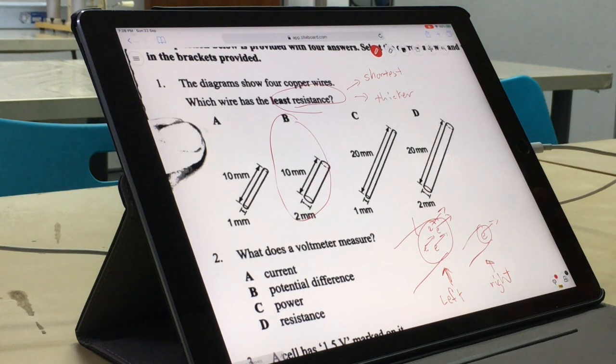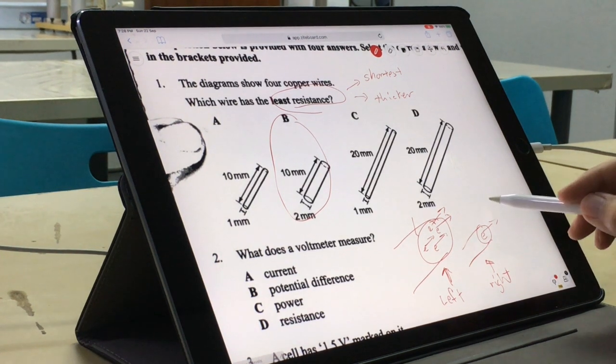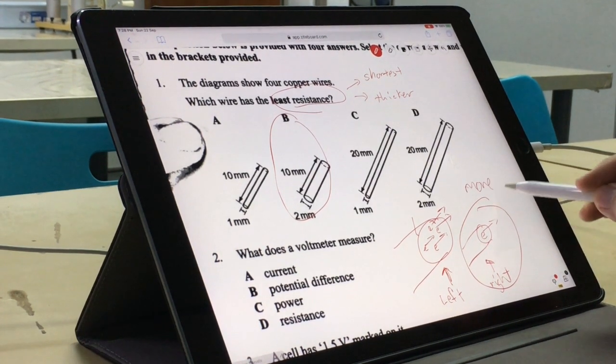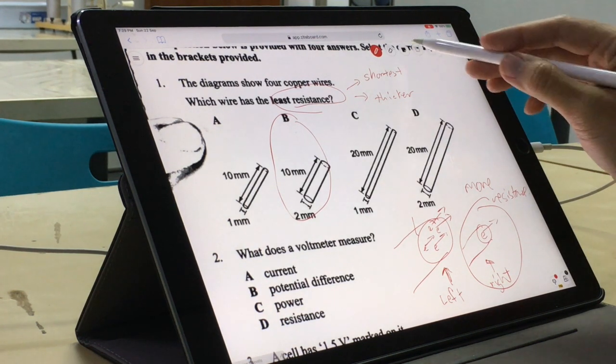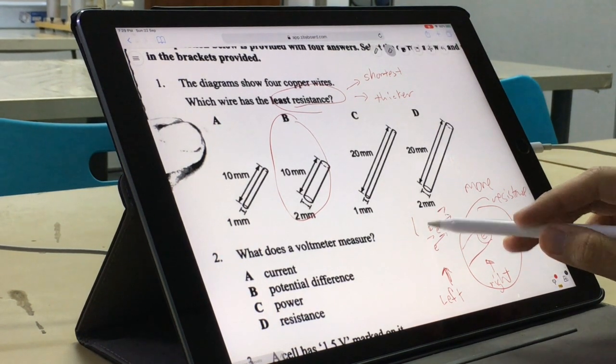It's like water flow. Have you watered plants before? Have you used a big hose versus a small hose? I always use a small hose. Next time use a big hose. If you use a big hose, more water can pass through. But if you use a small hose, the water cannot pass through so quickly. So this one will have more resistance, because water cannot pass through so quickly. Use that idea.